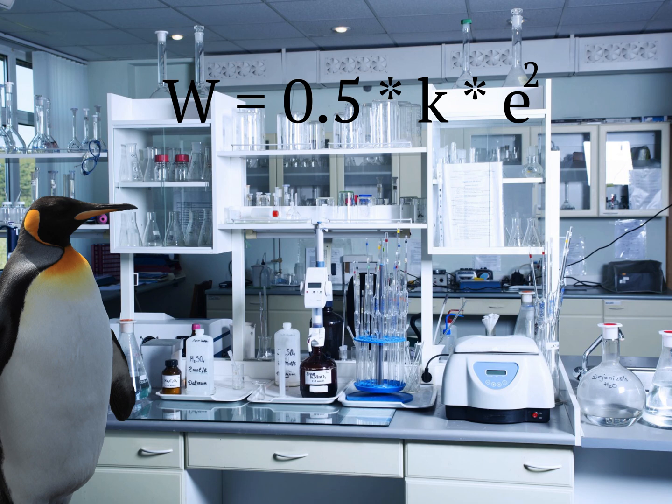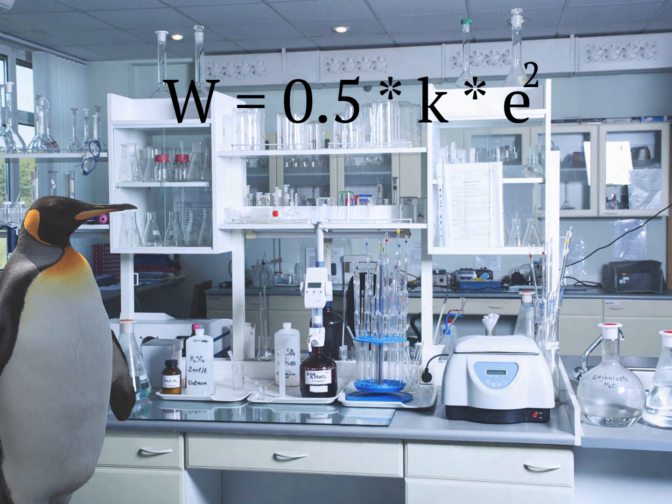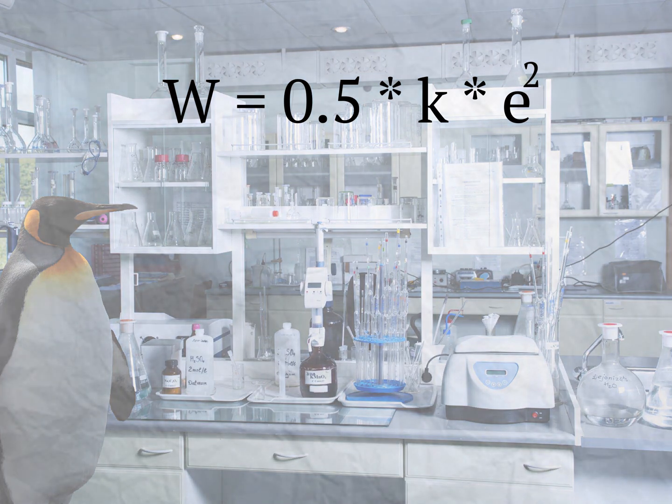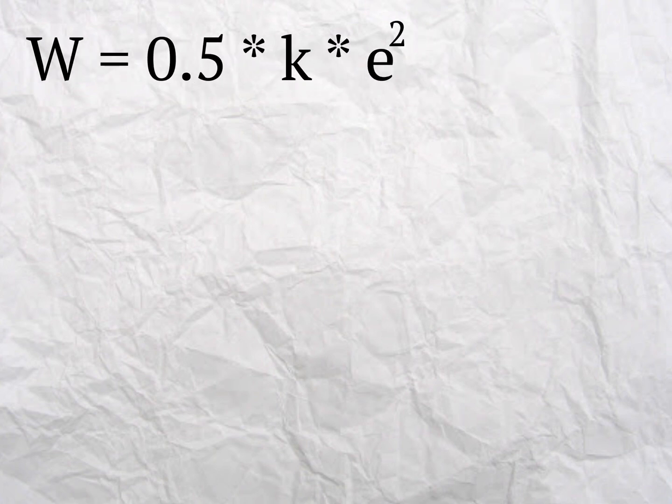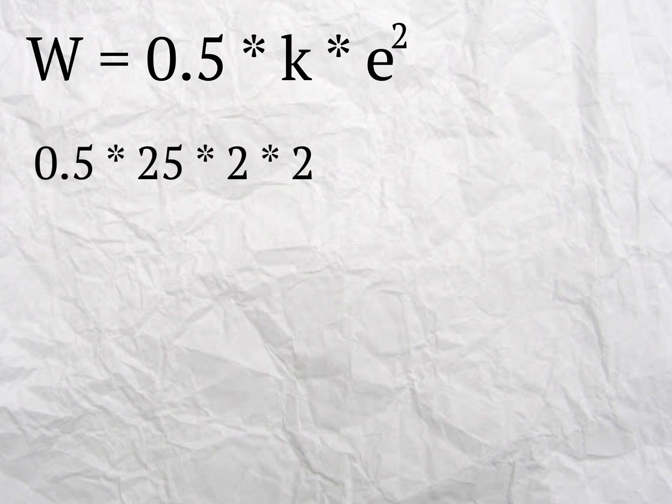How much elastic potential energy is stored in a wire with a spring constant of 25 newtons per centimetre when it is stretched 2 centimetres? Well, let's have a go and try and work it out. Let's use our formula. The work done, or elastic energy in this case, is a half times the K times E squared. So that's a half times 25, the K, times 2 times 2.